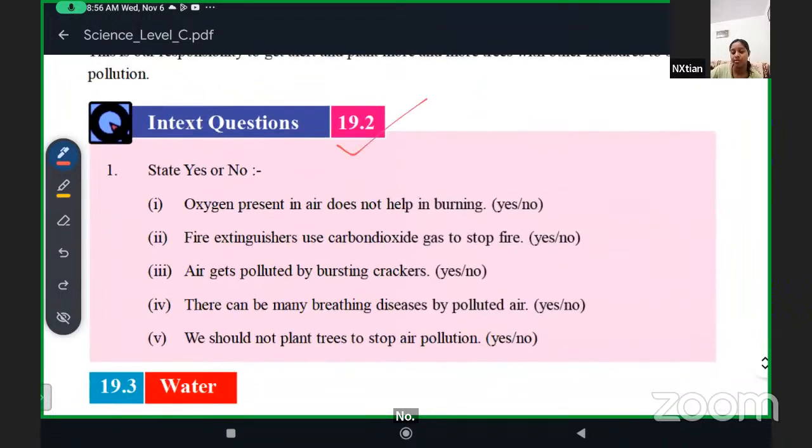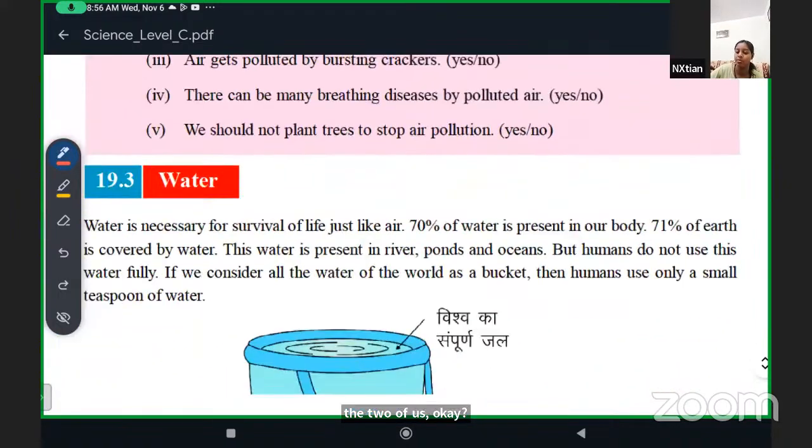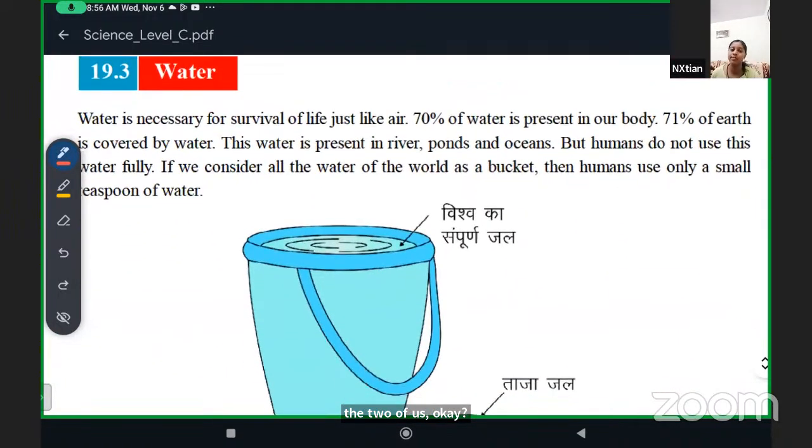Okay. 9.2 is also your homework. Please try out the true or false. Then we will continue from tomorrow. We will start with another physical resource, that is water.